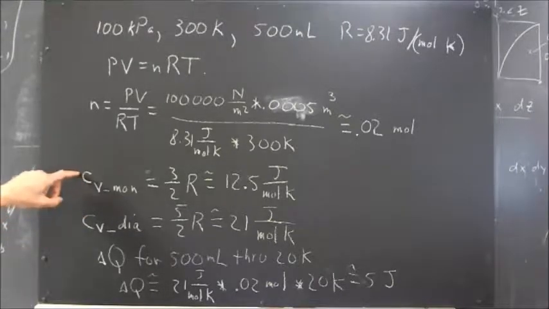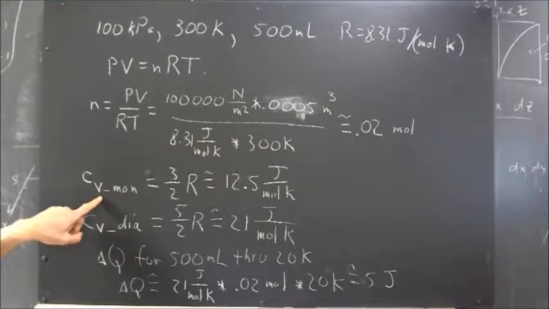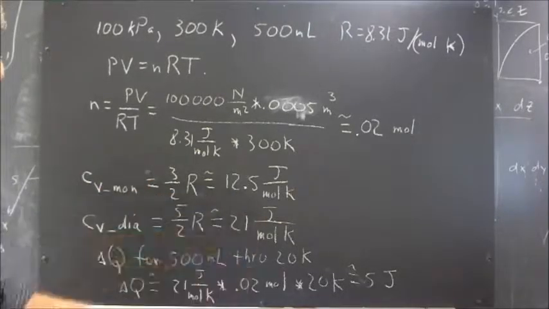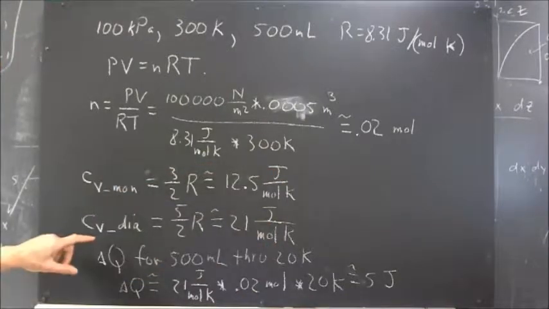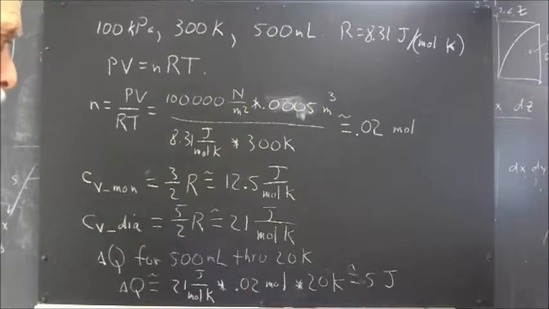Okay, well, if you've worked it out, great. Now I've got CV. That's C for specific heat, it's the usual letter we use, V for constant volume. CV for a monatomic gas is 3/2 R, and you can do the arithmetic on this. CV for a diatomic gas is 5/2 R. You can do the arithmetic on that.